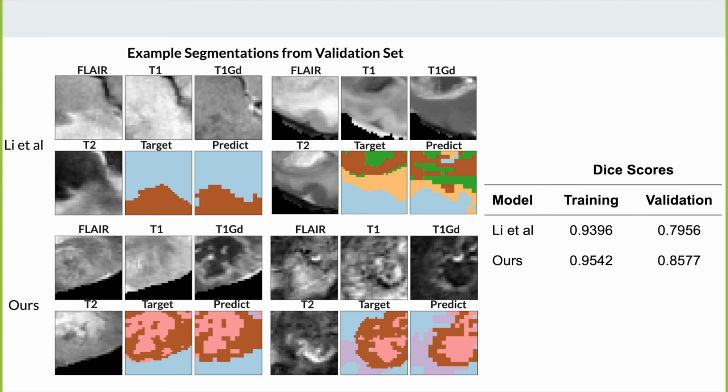On the left are some example validation results from the Li model and our model. It's important to note that the ground truth images are 31 by 31 pixels, while the segmentation labels are 15 by 15. Our model showed a 5% improvement over the Li model in its validation multi-class DICE score.